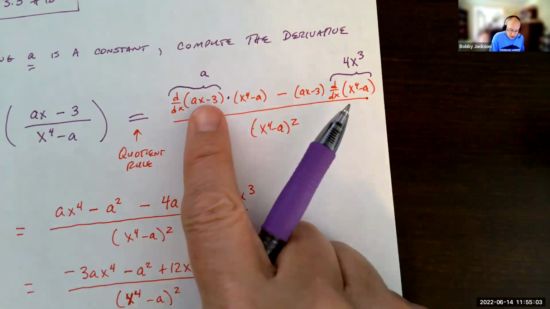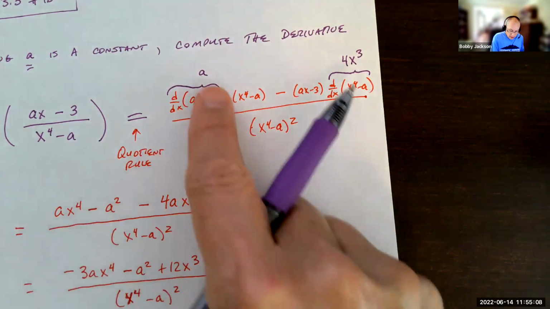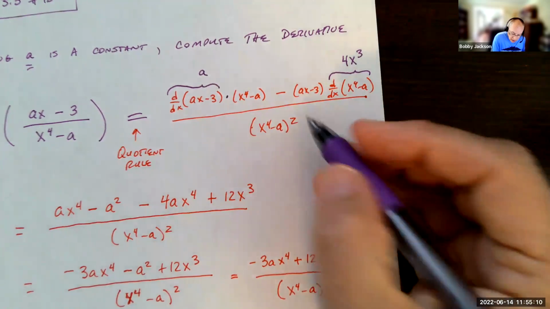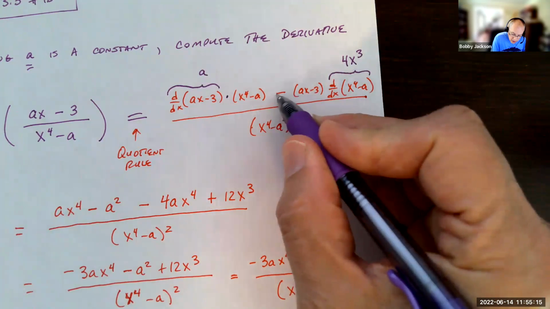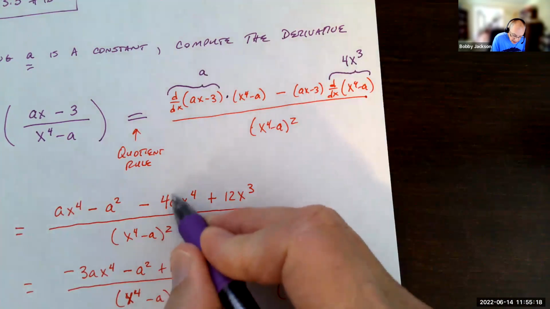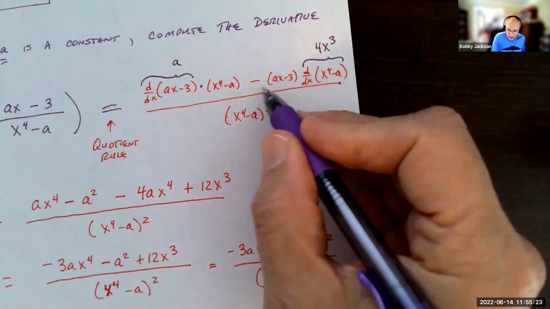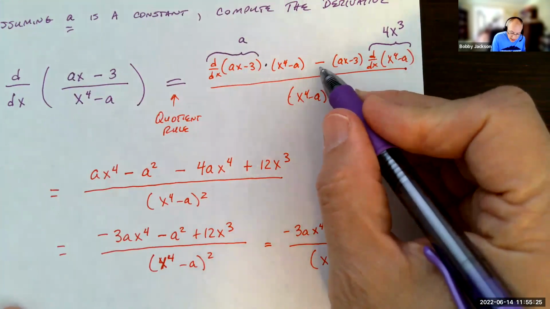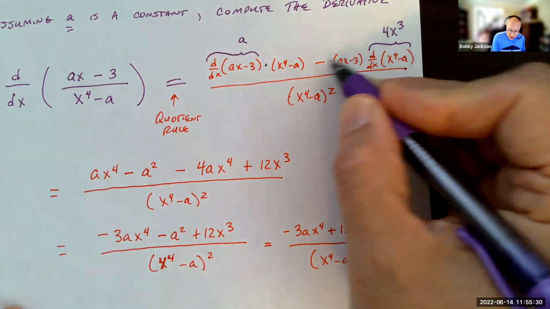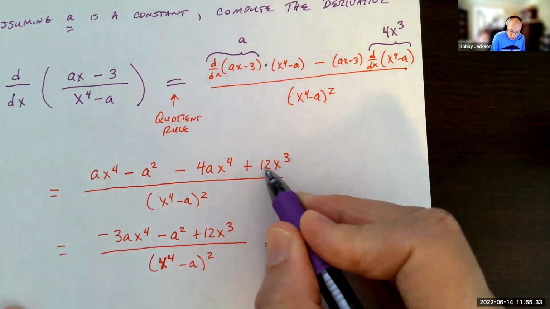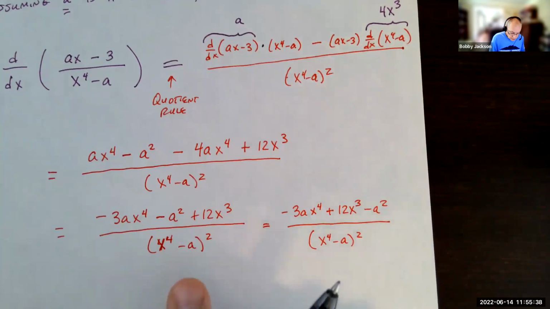So now we can just simplify. a times x to the fourth minus a gives me ax to the fourth. a times a is a squared. And then here, be careful, it's minus ax times 4x cubed. So negative 4 times a is negative 4a. x times x cubed is x to the fourth. All right, so simplify that. And then here I have negative 1 times negative 3 is positive 3 times 4x cubed. 3 times 4, positive 12x cubed.